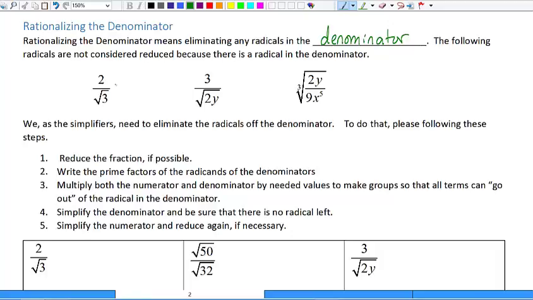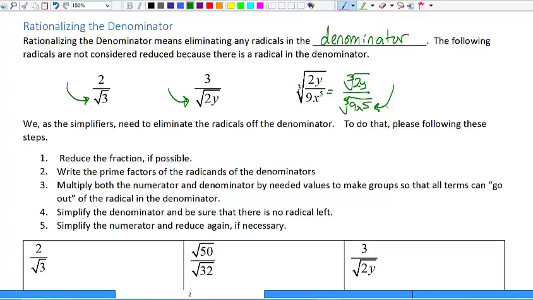Anyways, we're still using this antiquated rule that we're not allowed to have radicals in the denominator, so the following radicals are not considered as reduced yet because there's a radical in the denominator. So right here we have a root 3 in the denominator, and here we have a root 2y in the denominator. And this one, you may be like, wait a minute, there's no radical in the denominator. But sure there is, because the cube root of a fraction is just the cube root of the top over the cube root of the bottom, and therefore we do still have a radical in the bottom. So we, as the simplifiers, need to eliminate the radicals off the denominator.